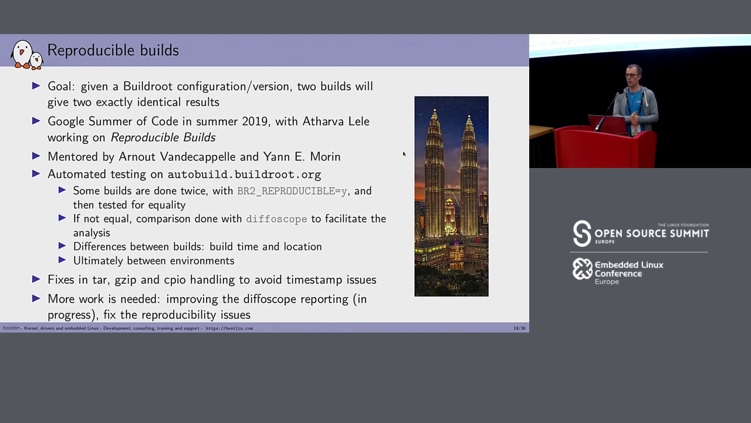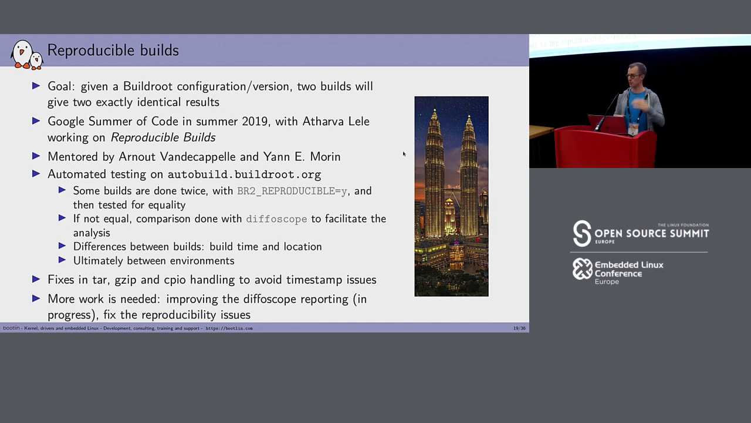We've done some work around reproducible builds, where the idea is that given a Buildroot configuration version, if you do two builds of the same configuration, you get the same binary identical result. So there was a Google Summer of Code this summer with Atharva Lele, I'm not sure I'm pronouncing correctly, working on this topic. And he was mentored by two core Buildroot developers, Arnout and Yann, on improving the support for that in Buildroot. There was already some initial work that had been done in the past, but it kind of pushed that a bit further.